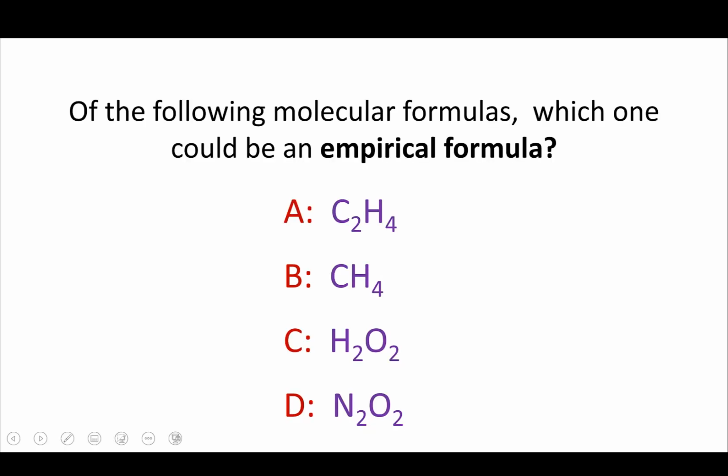So of the following formulas, which one could be an empirical formula? Well, you have to remember that the empirical formula is simplified. So you look at the subscripts of the chemical, and if they have any common divisor, if you can simplify them, then it's not empirical. So this is not empirical because this is 2 and 4. You could divide these both by 2. So this could be CH2. That would be the empirical formula version of this.